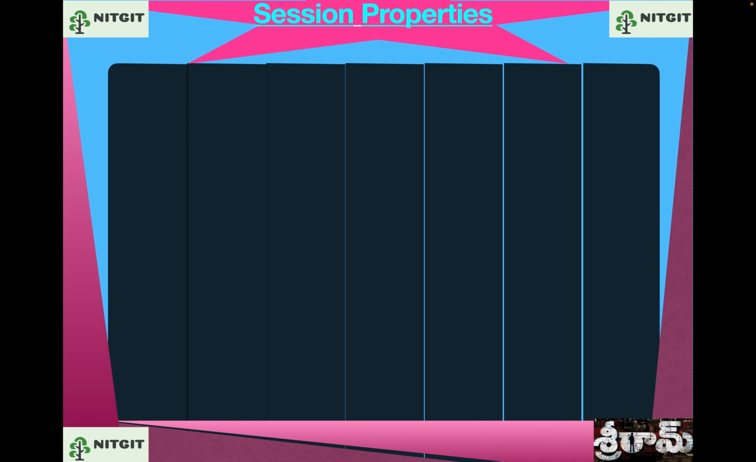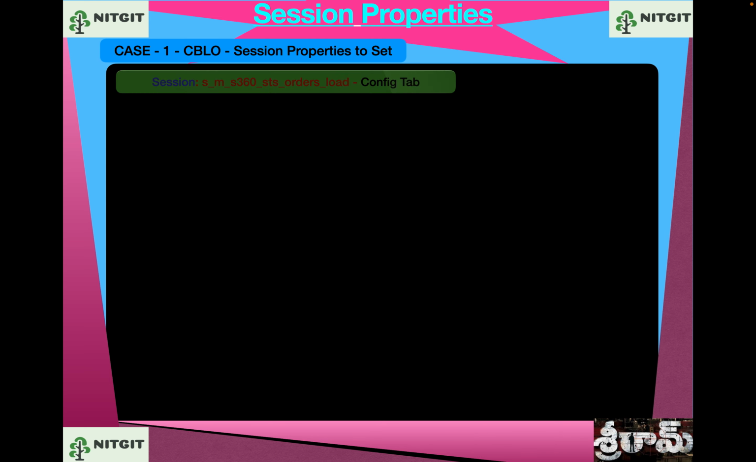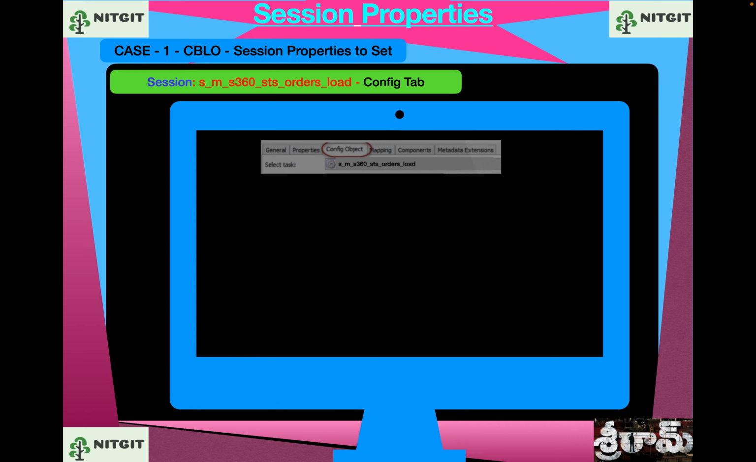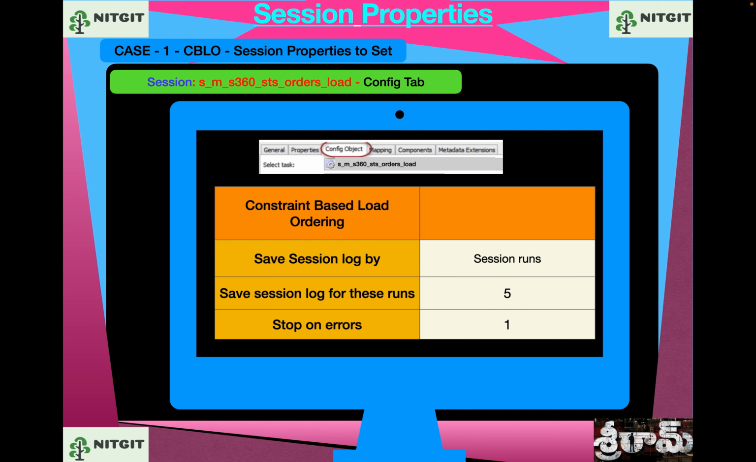So we have a config tab. Next one, how do we set the config tab here? So our constraint based load ordering: we want to load the parent tables customer and product first. After that the order has to be loaded, otherwise there will be foreign key errors, or relationship errors may come. That's why we have to load the data into product, customer, and then order in sequence. That's why in the config tab we have an option called constraint based load ordering that has to be checked.